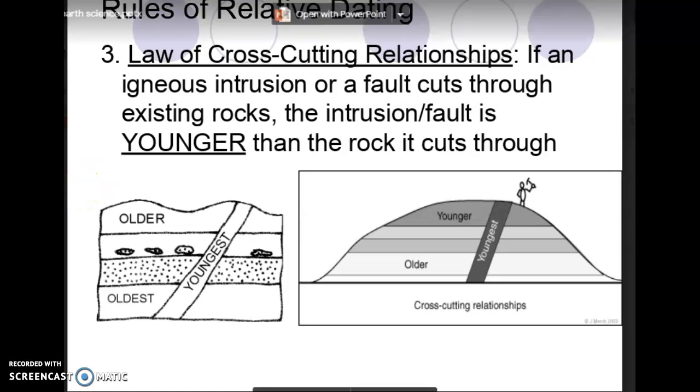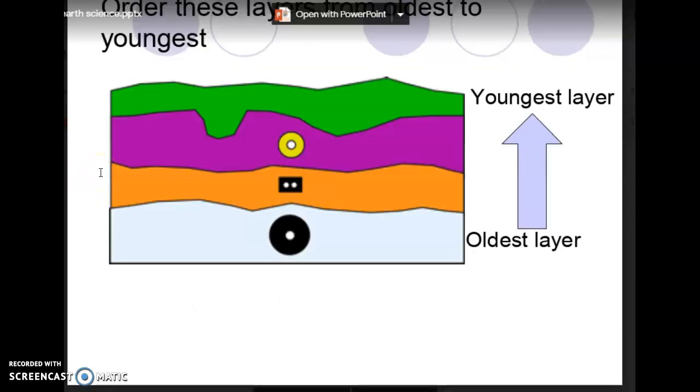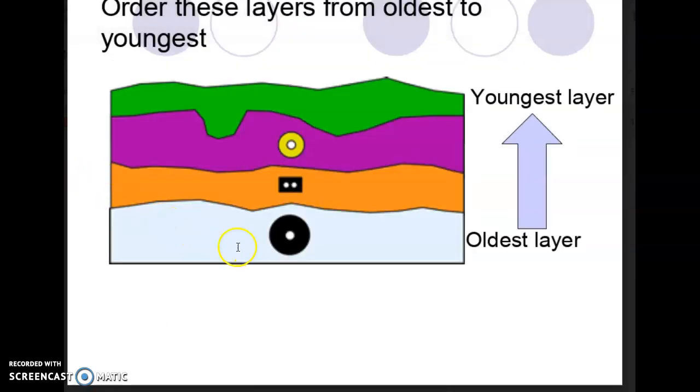There is the law of cross-cutting relationships, which says if an igneous intrusion or fault cuts through an existing rock, this igneous intrusion or fault is younger than the rock that it cuts through. So looking at this, the oldest layer here would be the blue circle. Then we've got the orange layer with the two dots, the purple layer, and then lastly the green layer on top.